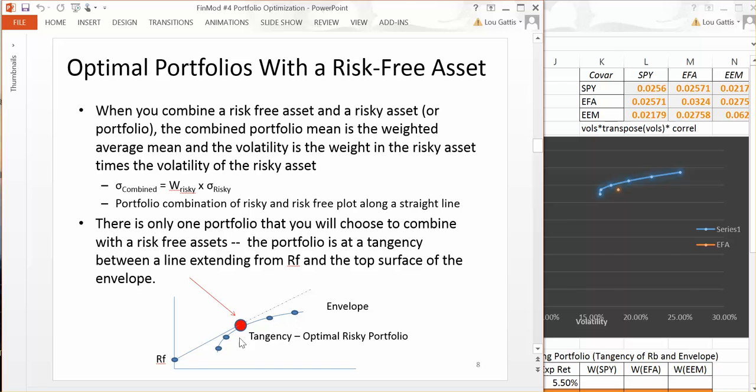When you hold risky assets together, you get a bowed combination line. That's because the volatility is bowing inward as you combine them, and their risk is falling. But when you combine a risk-free and a risky asset, it plots along a straight line. That's because the standard deviation of a portfolio that combines a risky and risk-free asset is simply the weight in the risky asset.